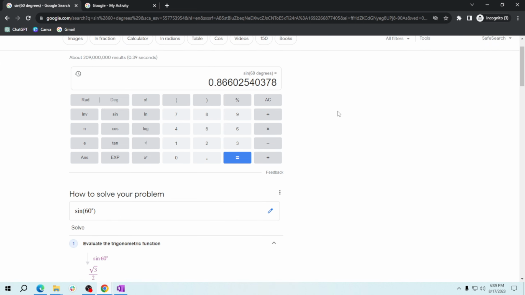And that's it. You now know how to use Google as a calculator for complex equations. It's like having a versatile math assistant at your disposal.